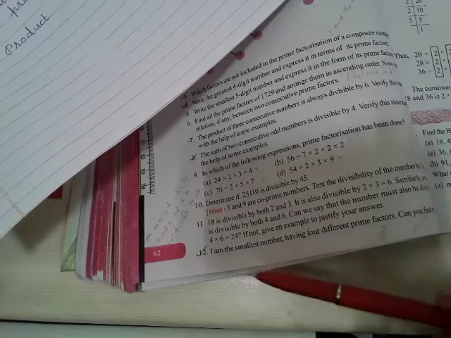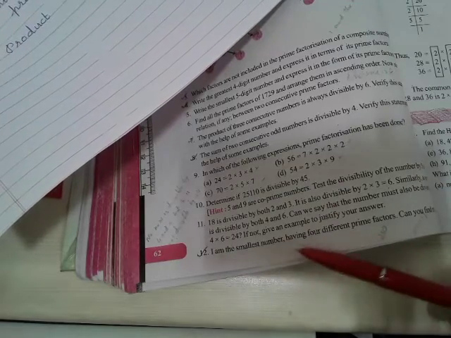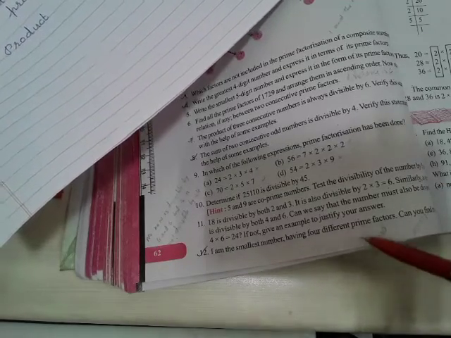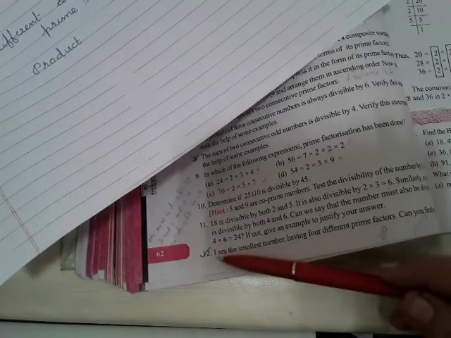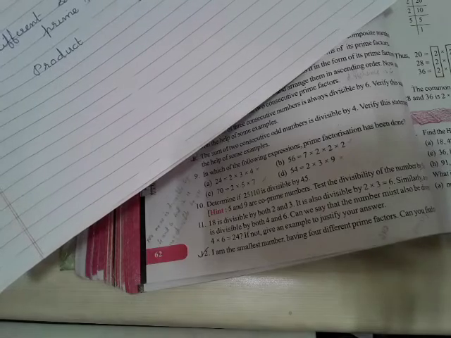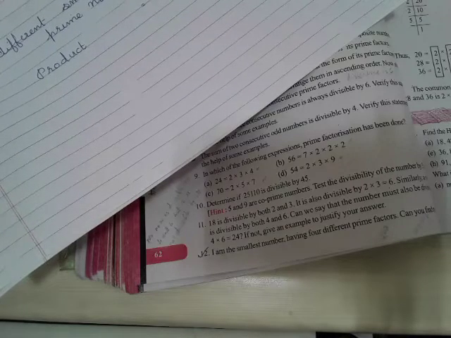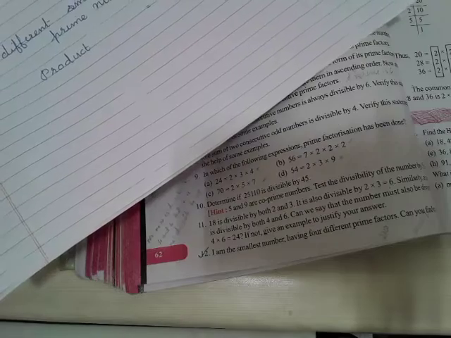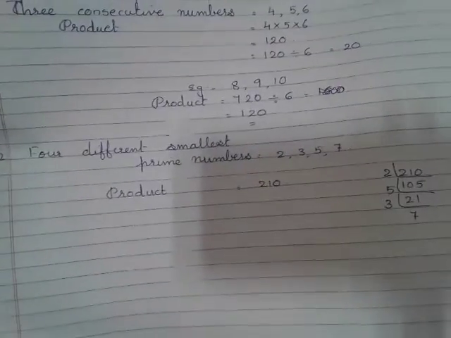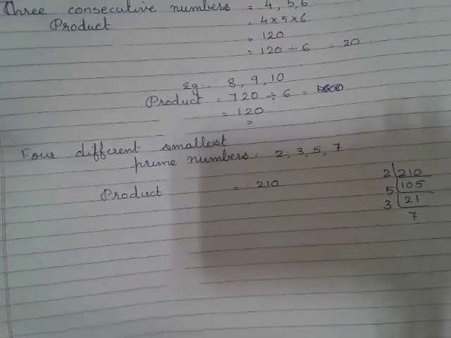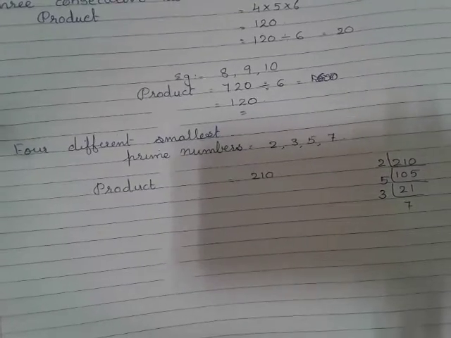Now one more exercise I will explain: the smallest number having 4 different prime factors. Can you find the smallest number having 4 different prime factors? I am the smallest one, and what is my speciality? I have only those 4 prime factors, that is the least one. If you take the least ones, then only the product will be least.